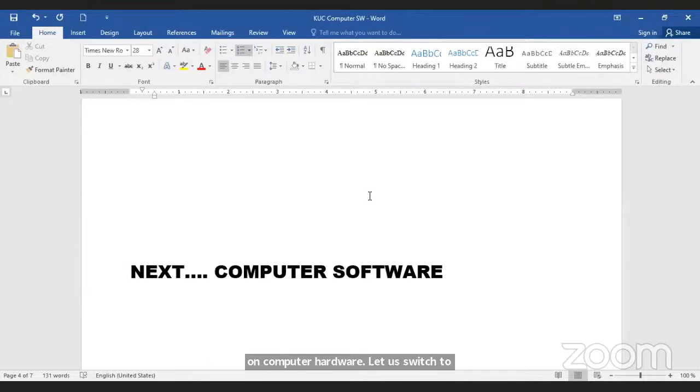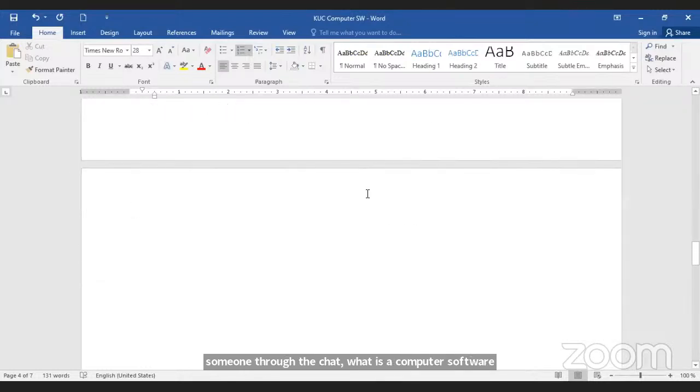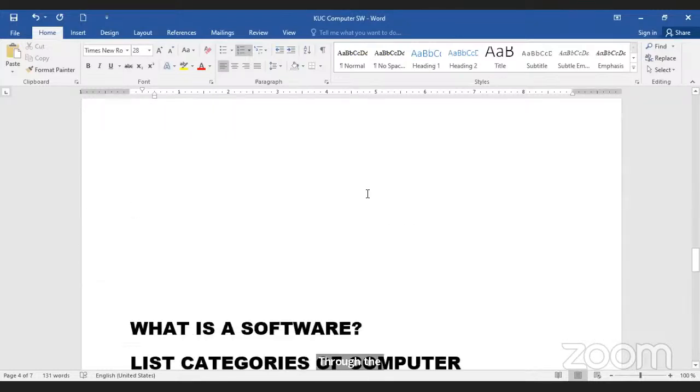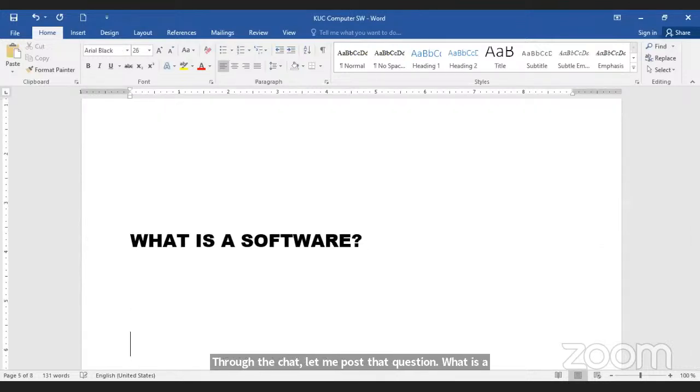And maybe someone through the chat can tell us, what is computer software? Through the chat, let me pose a question. What is a software? Let us go through the chat and see what a software is. Let me just go through the chat. Keep the chats coming.